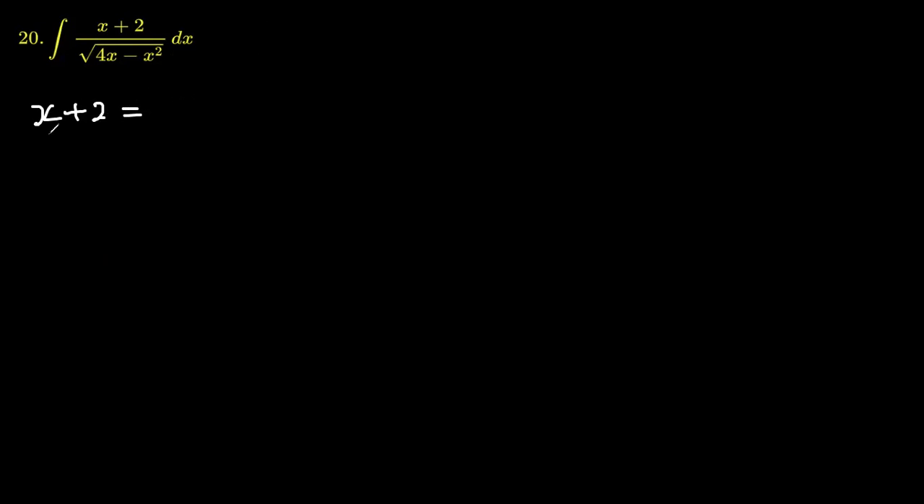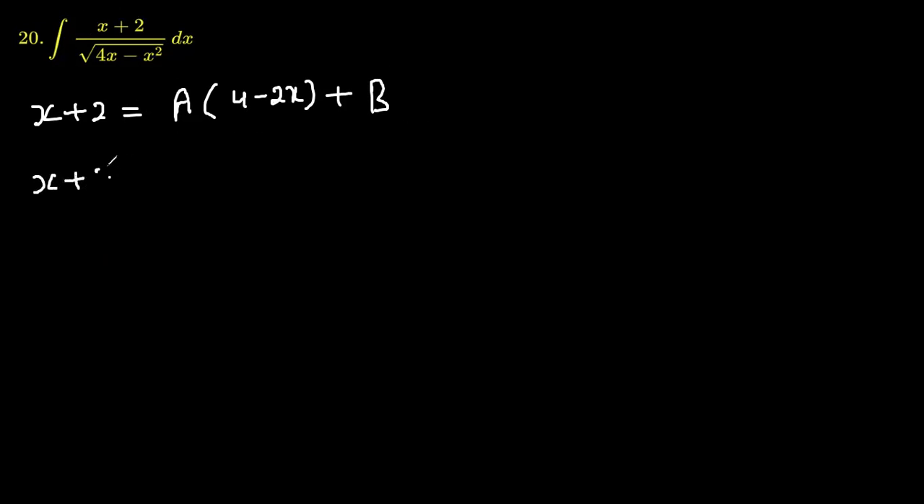So in such a case, we write our numerator, which is x plus 2, equal to a times the derivative of the denominator. Derivative of the denominator means the quadratic inside, 4x minus x squared. And we know the derivative of 4x minus x squared is 4 minus 2x, isn't it? Plus b. That's how we change our numerator.